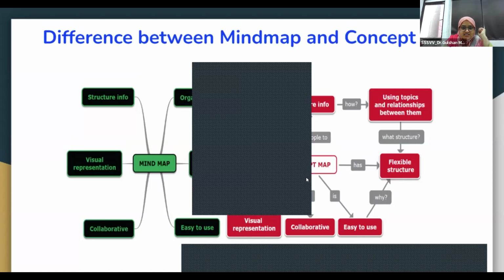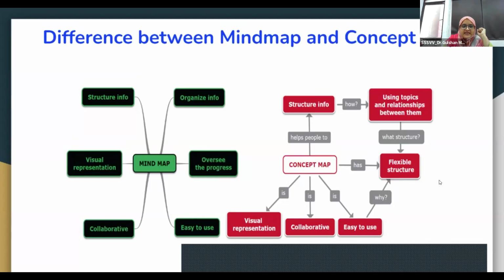Mind map can have one central idea, but concept map can have more than one central idea, which can be further broken down into many sub ideas.